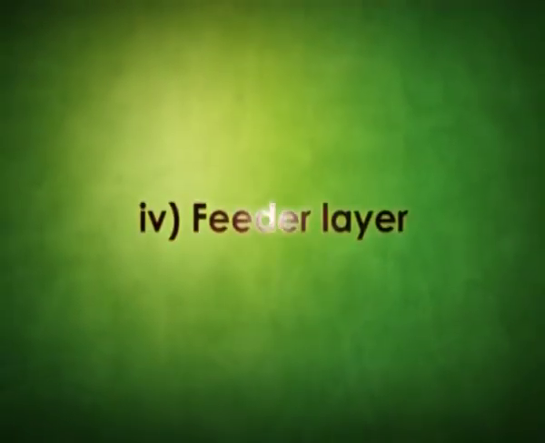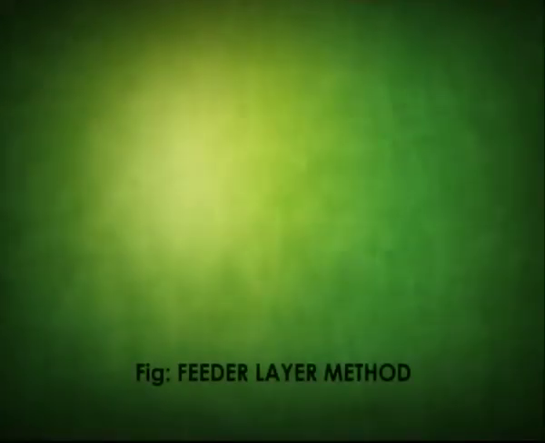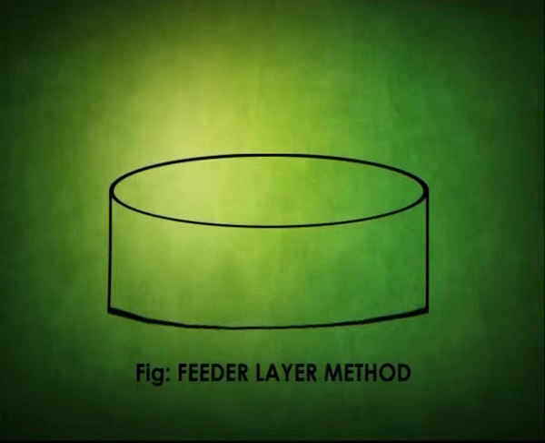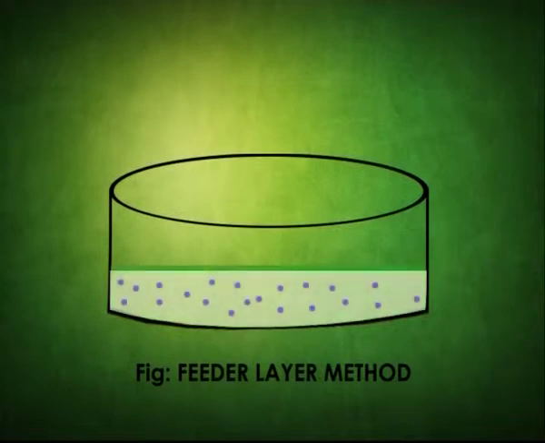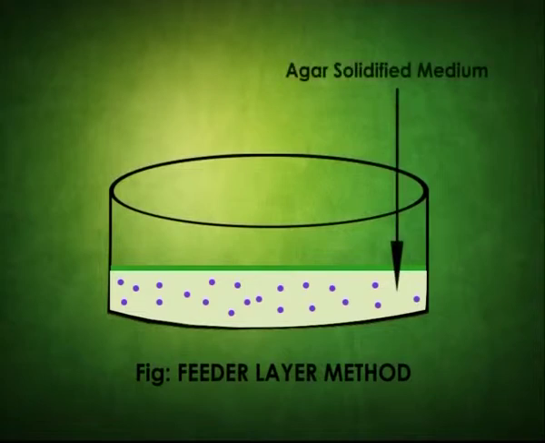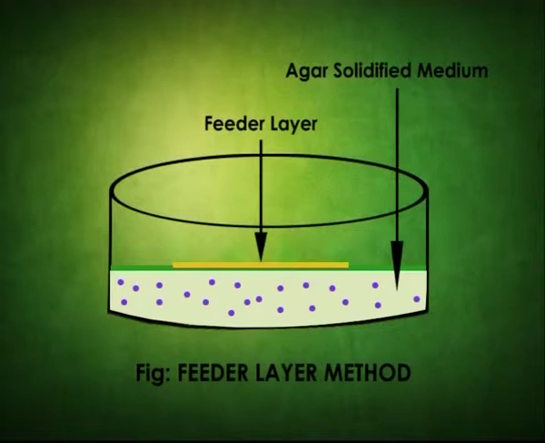Next, we have the feeder layer method. In this method, the X-irradiated non-dividing living protoplasts are plated onto the agar solidified medium to form the feeder layer. The protoplasts are plated on these feeder cells at low density. The feeder cells provide the necessary growth requirement for the isolated protoplast.